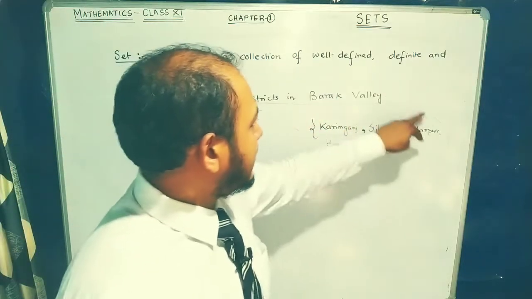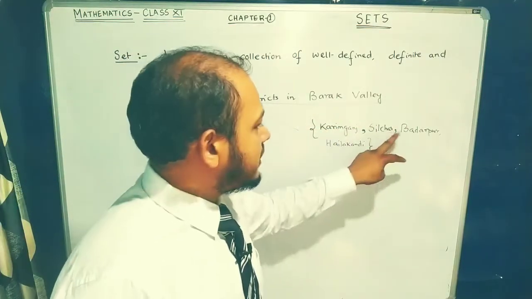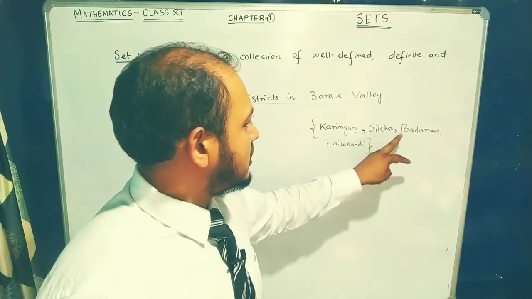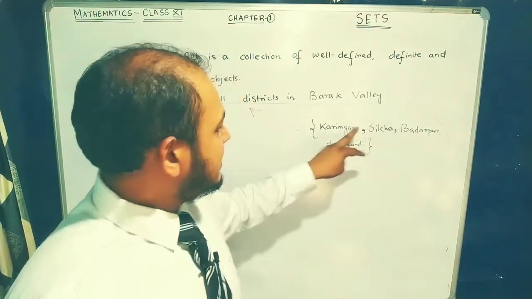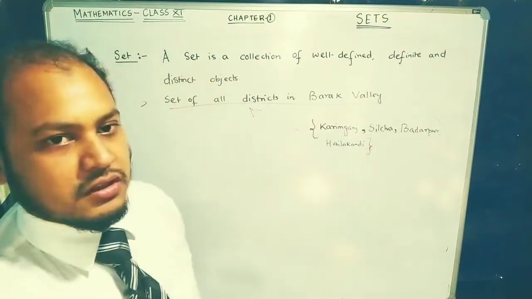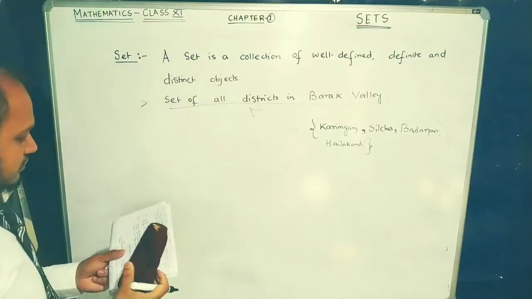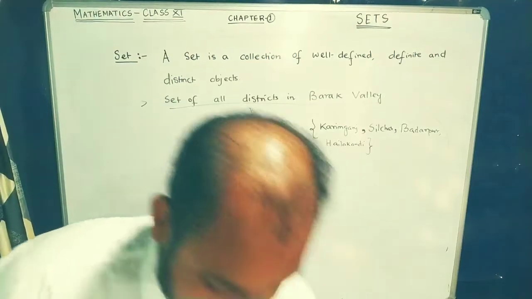These are all well-defined. They are distinct because they are different from each other. See, there are not 2 Karimganjes present, not 2 Silchar, not more than 1 Badarpur. So each and every element is different from each other and they are definite, well-defined. So now it must be clear to you what is a set.